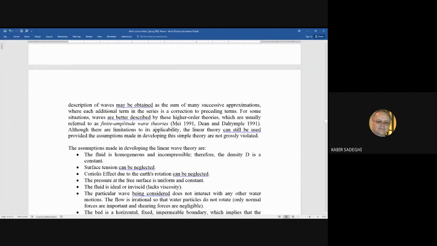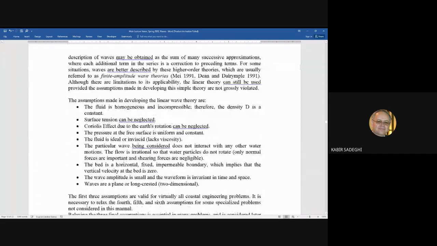There is always some, and we had other types of air or wave theory. They are called finite amplitude wave theories, that are the others, the Stokes, and the others that I mentioned.